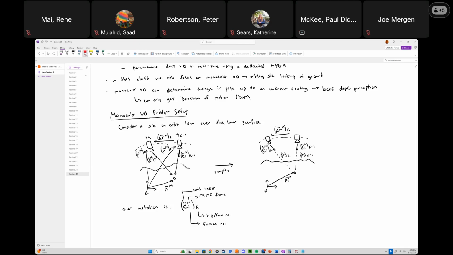Crucially here, note, for this lecture, we neglect the effect of the moon's rotation.